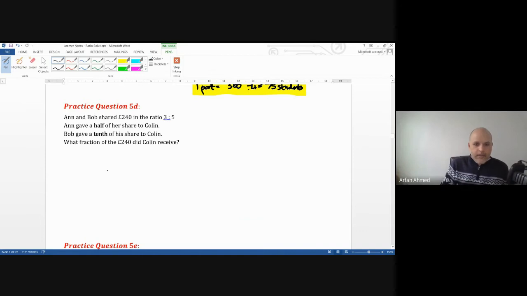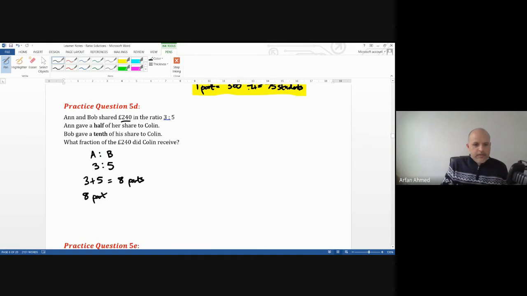Right, okay. Let's write down what we've got so far. Let's do the ratio. I always write the ratio down first. 3 to 5. So 3 is Anne, 5 is Bob. They shared £240. Colin's not even in the ratio. So it's one of those where you add the ratios, because the £240 is the total between Anne and Bob. That's 8 parts.